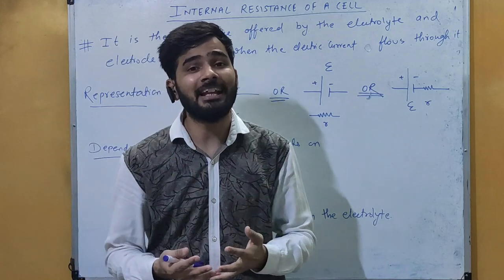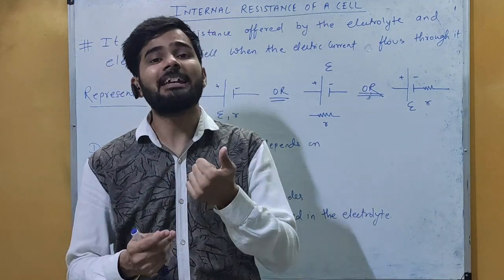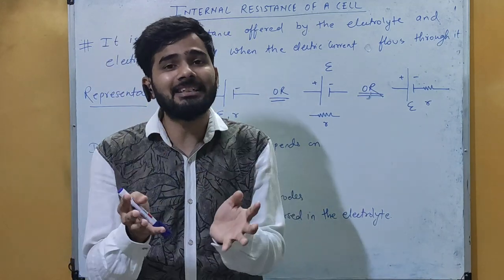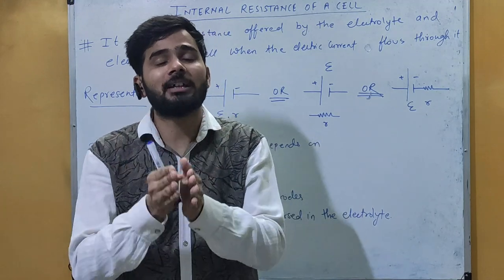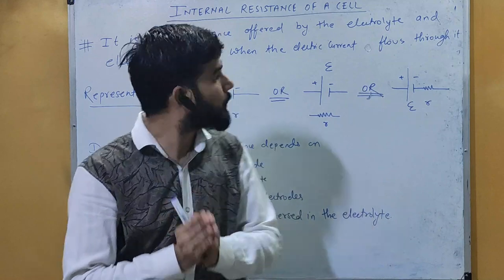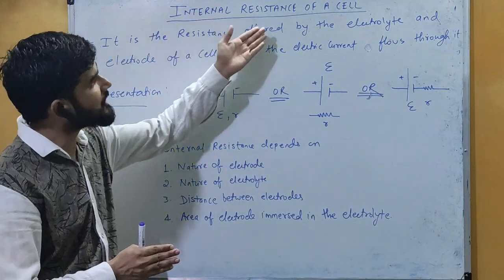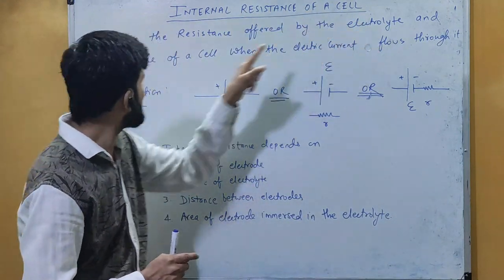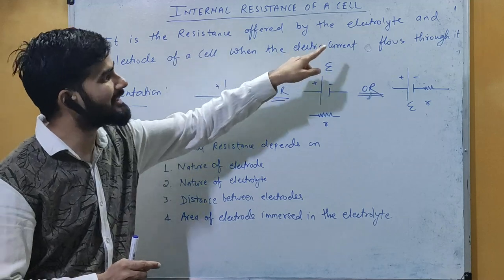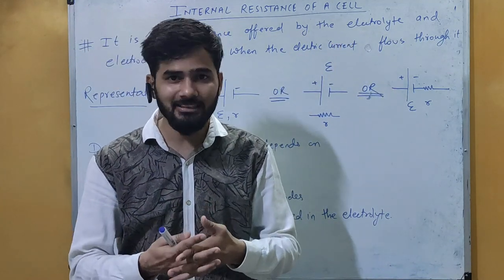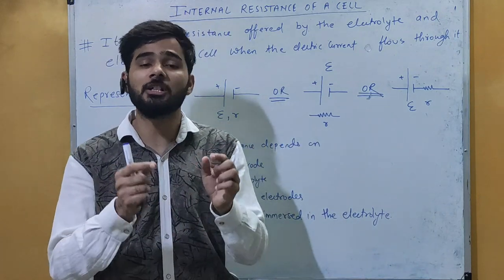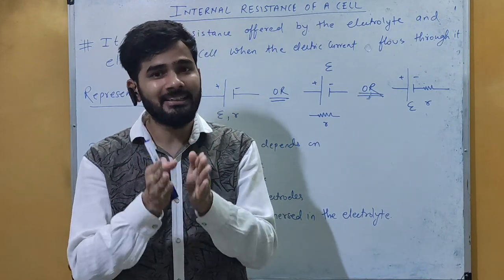Actually in a cell we have electrodes and electrolytes. So whatever resistance is offered to the flow of current by that cell is called its internal resistance. It is the resistance offered by the electrolyte and the electrode of a cell when the electric current flows through it. We have already studied resistance, and this is the resistance which is offered internally by a cell.